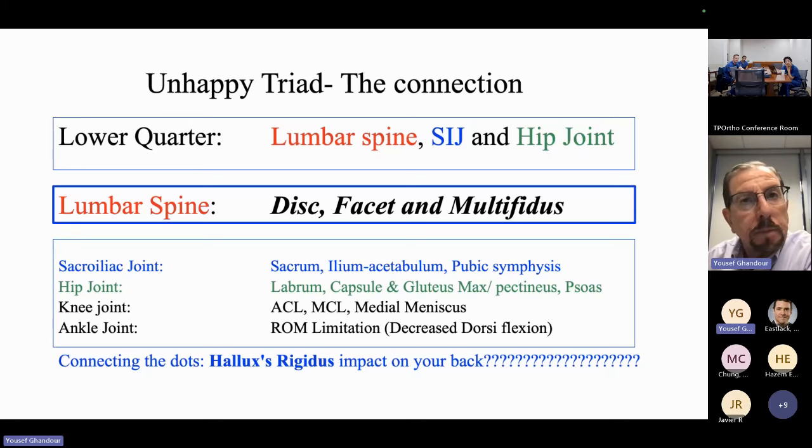And also, when we look at the big toe, if you don't have terminal toe extension, which should be about 60 degrees of dorsiflexion when you push off, that means you have limitation in hip extension, which in turn causes inhibition of the glutes. And that is a key muscle stabilizer for the lumbar spine as well.